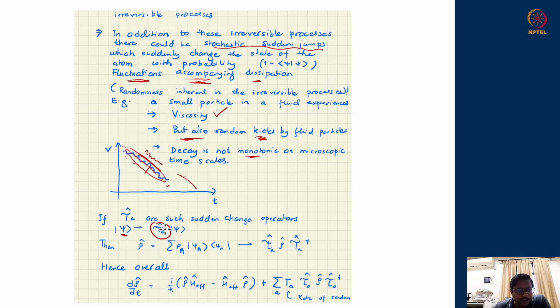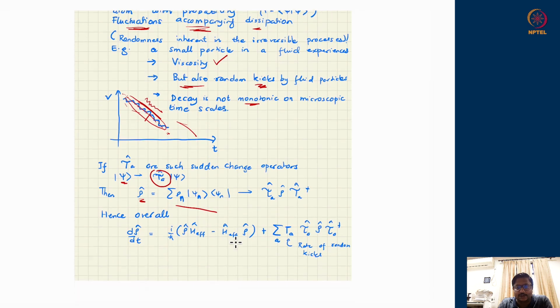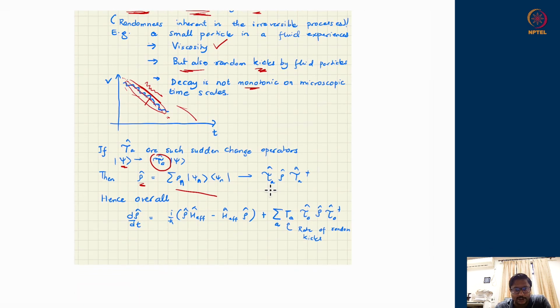So the tau A kind of operators are the kick operators, which on microscopic time scales change the state of the motion, the state of the particle. So rho, which was initially this, under these stochastic jumps or stochastic action of the tau A operator becomes tau rho tau dagger. This you can see from this psi and science. If psi gets affected like that, you can prove that the density matrix gets affected like this. This is as simple as what we have done.